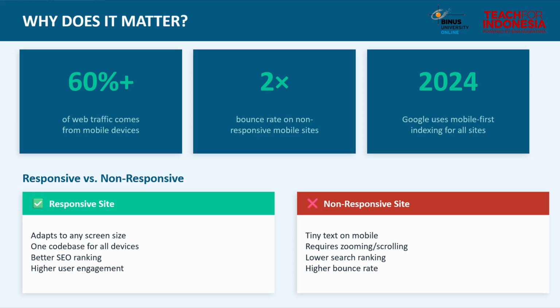On top of that, since 2024, Google uses mobile-first indexing for all websites. That means Google primarily looks at the mobile version of your site when deciding how to rank it in search results. A non-responsive site will rank lower. On the other hand, a well-designed responsive site adapts to any device, keeps users engaged, and ranks better on search engines. It's really a win on all fronts.